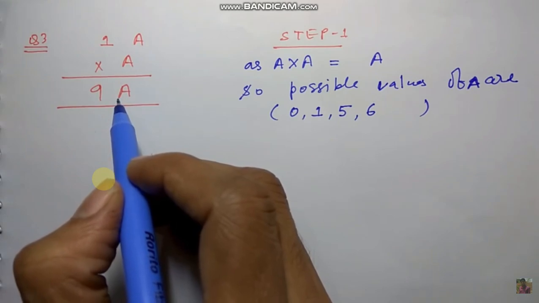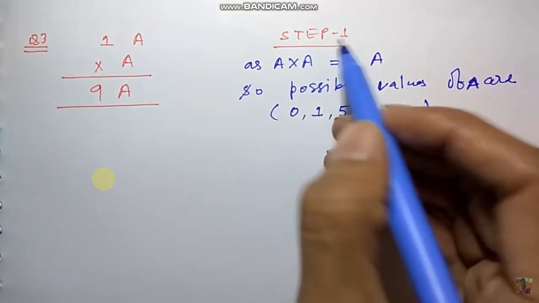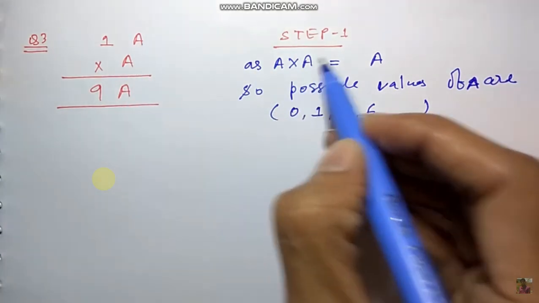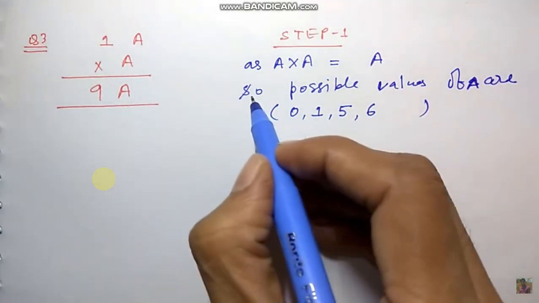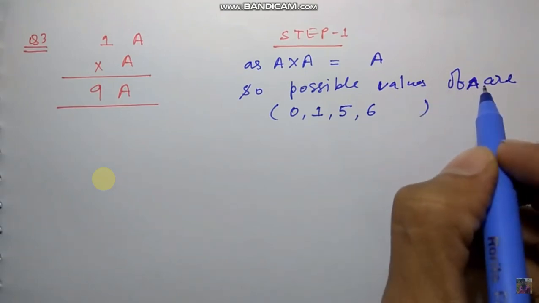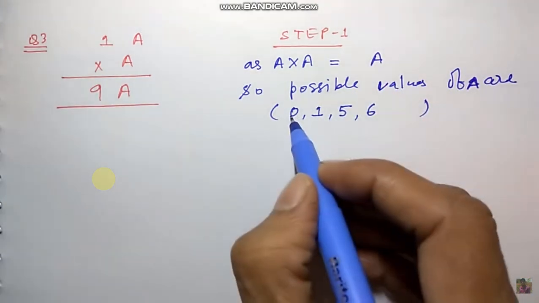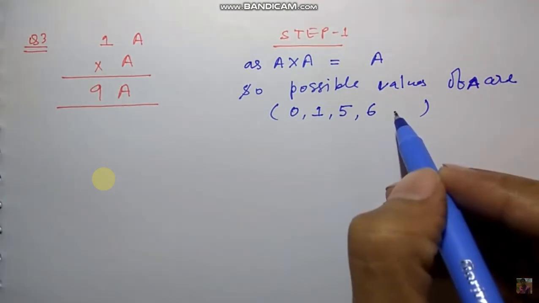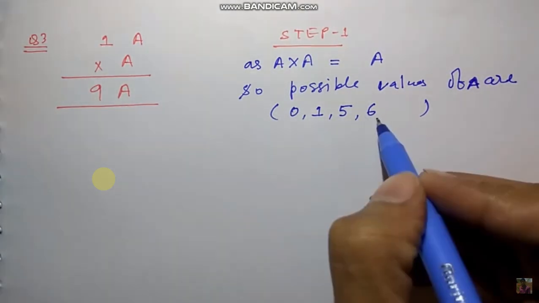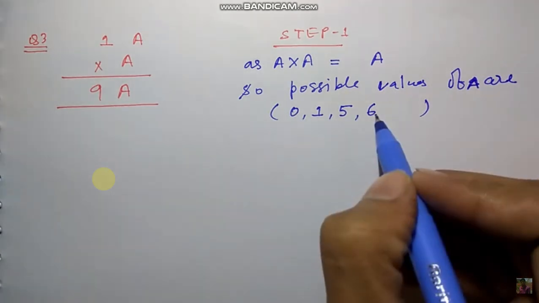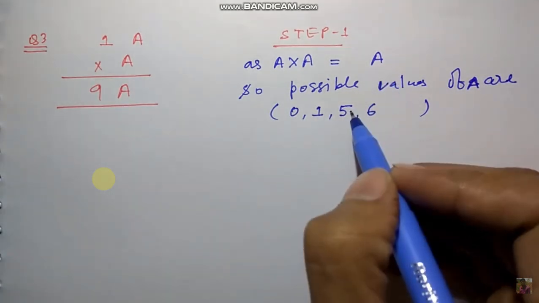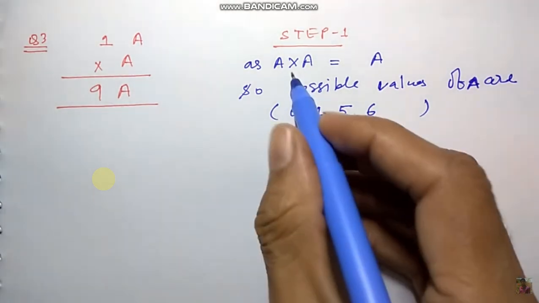For example, consider A is equal to 5. 5 into 5 is 25, and the unit digit of 25 is 5. Like that are the examples. For A into A is equal to A, which are the possible numbers? They are 0, 1, 5 and 6.